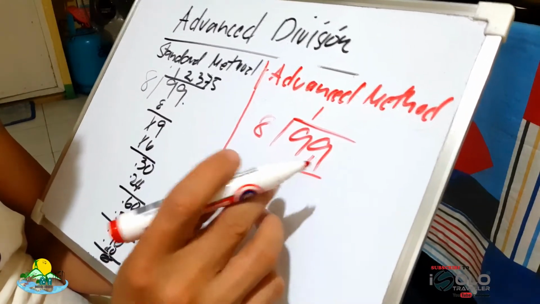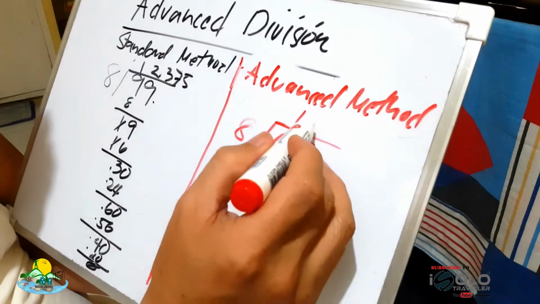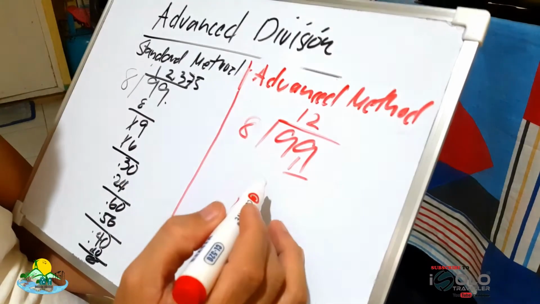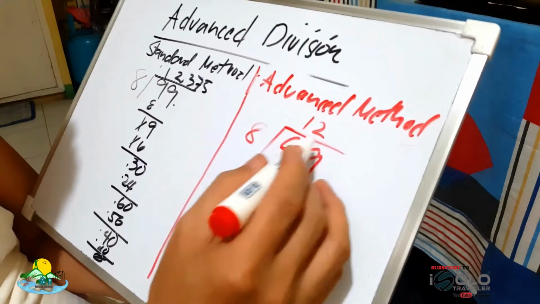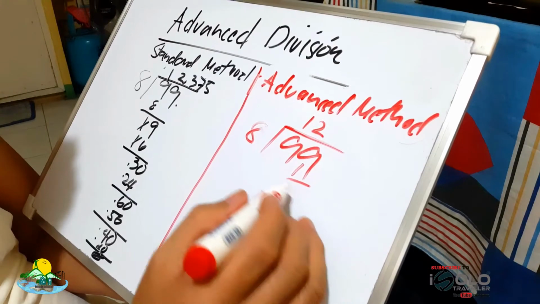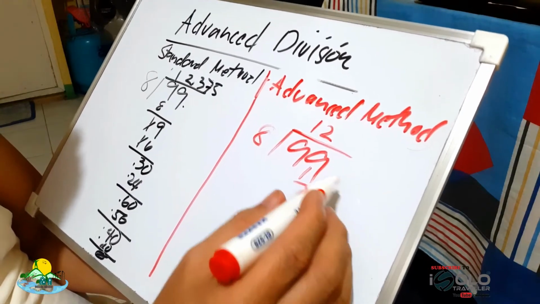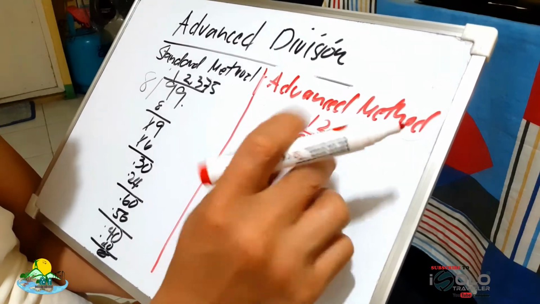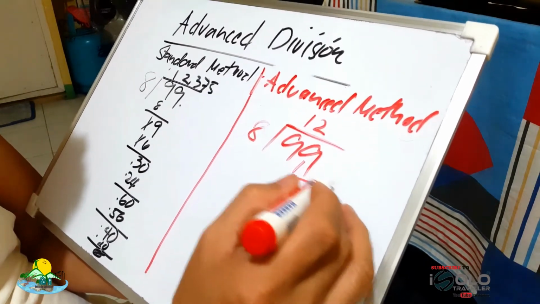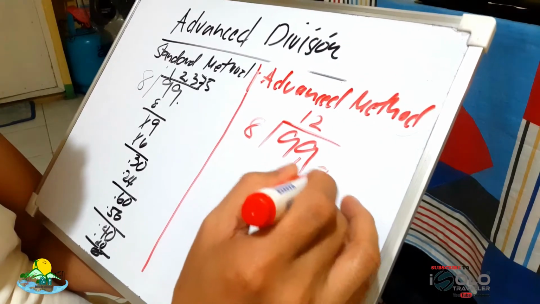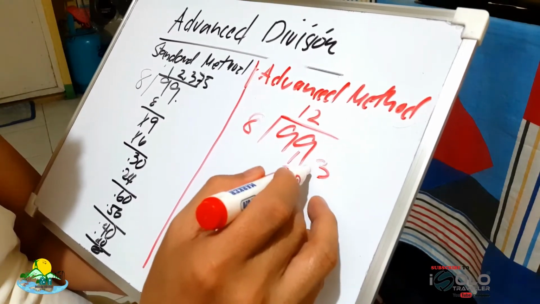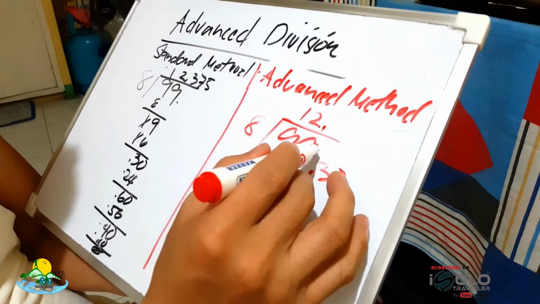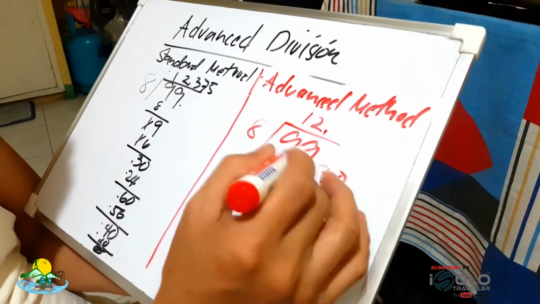So this will read as 19. Okay, so you have to think how many 8 you can get from 19. 2. 2 times 8 is 16. Right? 16. You have to minus the 16 from 19. So 19 minus 16 is 3. Since there's no more number here, all you have to do is put that here, and this will read as 30 because there's 0, nothing here.